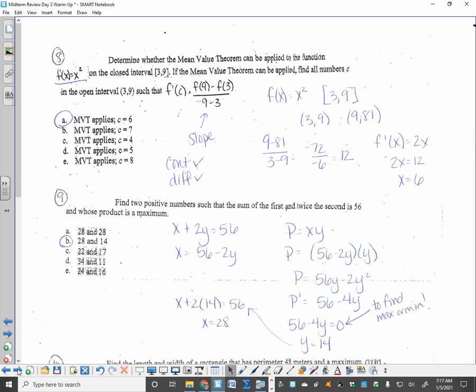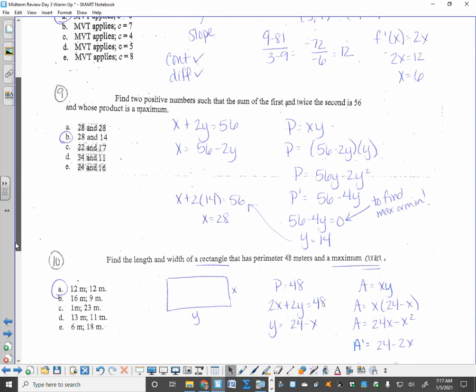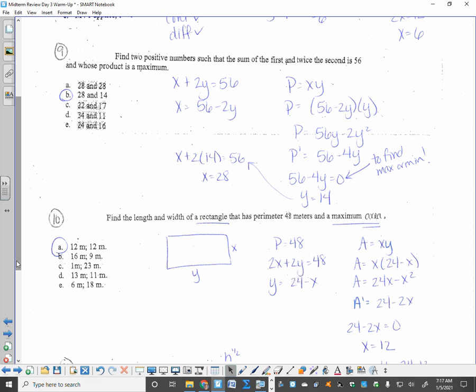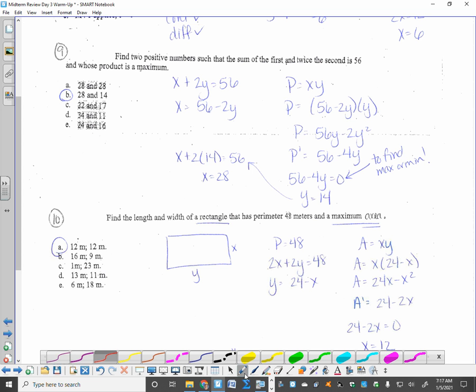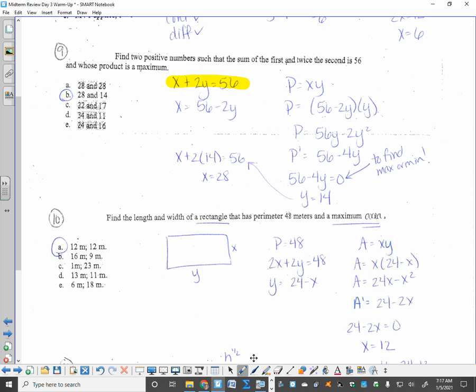Number 9, find two positive numbers such that the sum of the first and twice the second is 56, and whose product is a maximum. Okay, so this is optimization. Find two positive numbers such that the sum of the first and twice the second is 56, and that's that part right there. And the product is a maximum. There's my product. Now the product is what I'm trying to optimize.